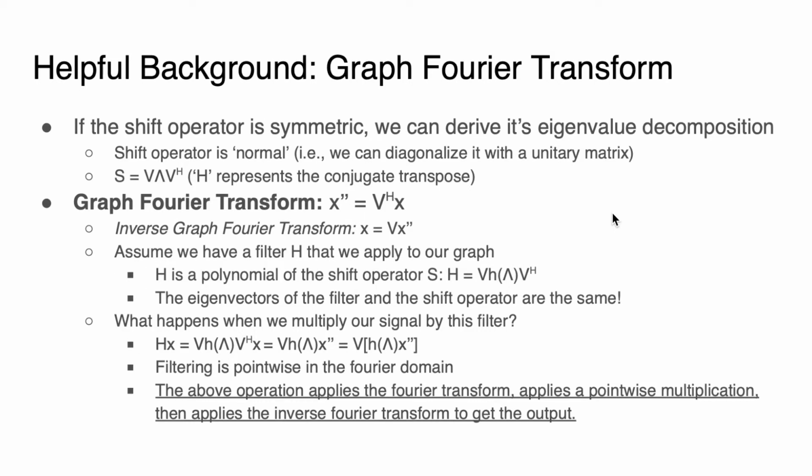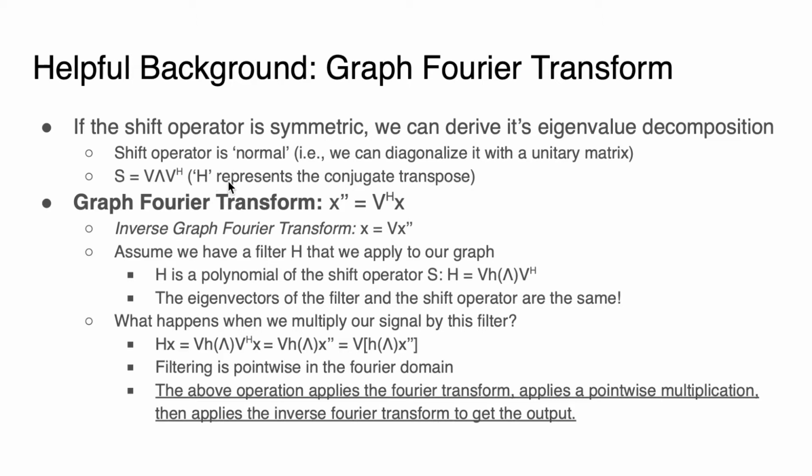Another useful concept is the graph Fourier transform. So given our shift operator, which could be our adjacency matrix, the Laplacian, one of the normalized variants of these, and so forth, we can derive an eigenvalue decomposition for this matrix given that it's normal. And this eigenvalue decomposition or diagonalization can be seen here. Here, the V matrix represents all of the eigenvectors for our shift operator, lambda represents the eigenvalues for our shift operator, and then V to the H is basically the conjugate transpose of our eigenvector matrix, which you could think of as an inverse, but an inverse that applies to matrices with complex values inside of them.